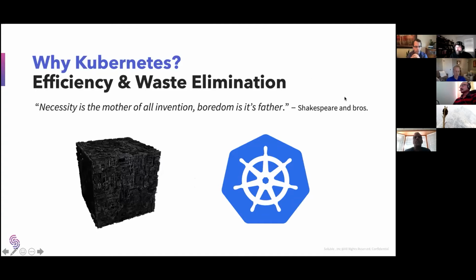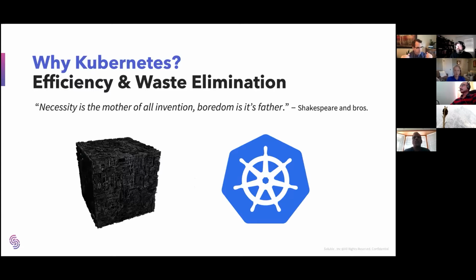So why Kubernetes? From my perspective, at least, it's really about efficiency and waste elimination, right? So why efficiency and waste elimination? We can look to where Kubernetes got its start, right? I don't know how many of you know this. The thing on the left, the cube on the left, is the Borg.